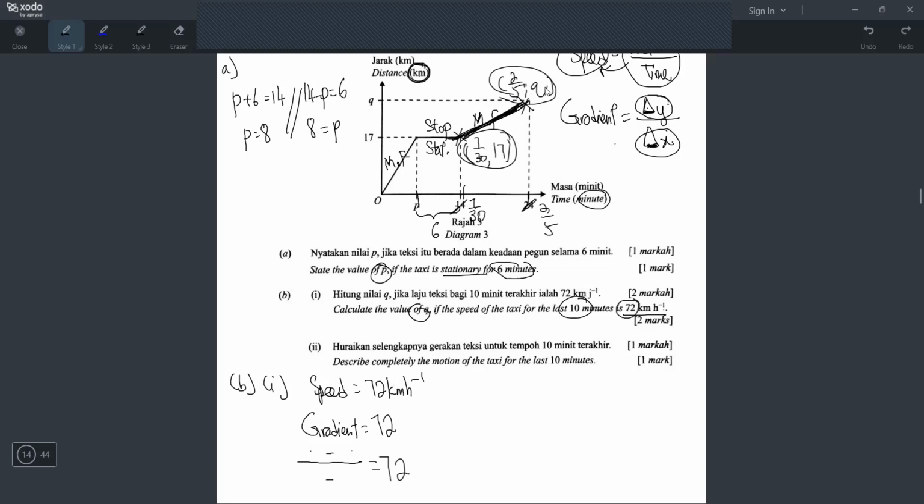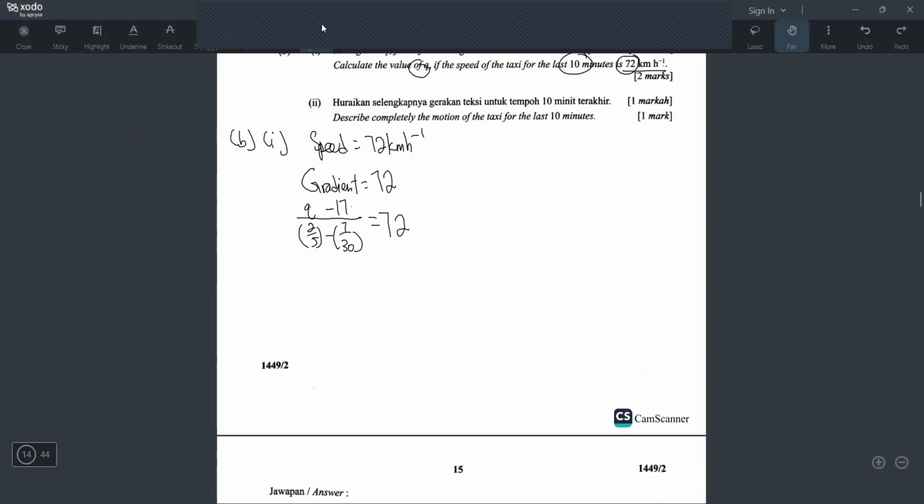Okay, the gradient formula is y coordinate minus y coordinate. So we can write q minus 17, divided by 2 over 5 minus 7 over 30. Let's put bracket here, 7 over 30, right? If I am you, I will press this one first. So what I will do now is I will leave the q minus 17, and then I will press this thing in my calculator. So 2 over 5 minus 7 over 30. All right, my calculator gives me 1 over 6.